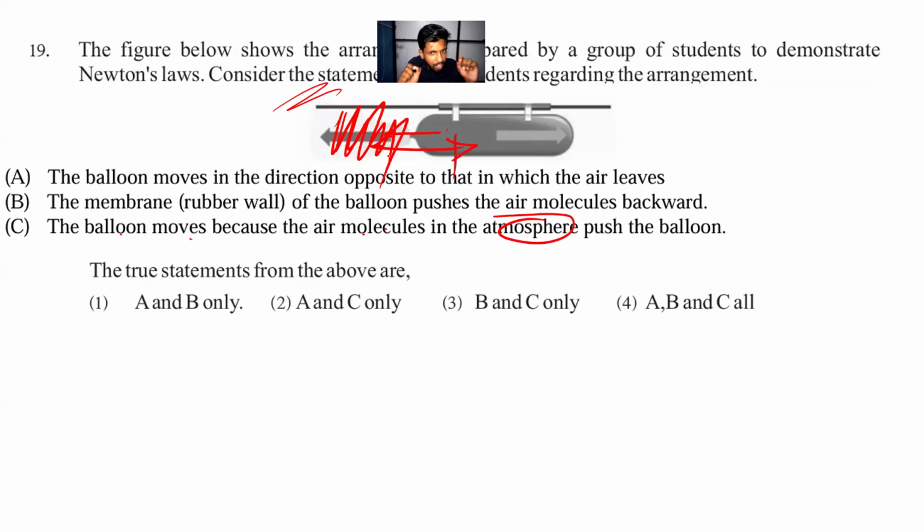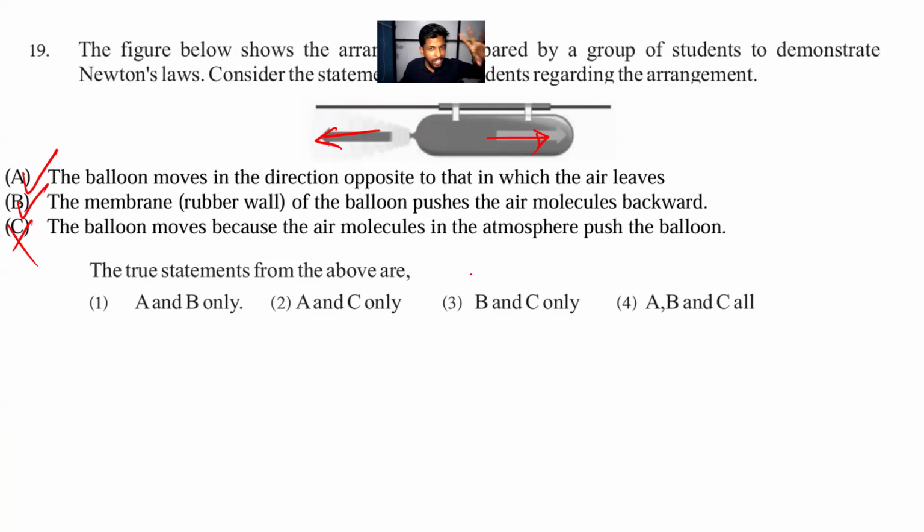Did you understand your mistake, my dear? Did you get the mistake? Why is statement C wrong? Statement A is correct because both of them are in opposite direction. Look at the direction here. Both of them are in opposite direction. The membrane is the one pushing the air. That is also correct. But the question says to choose the wrong option, so I have to read the question very carefully. Yes, we want to read the question very carefully.